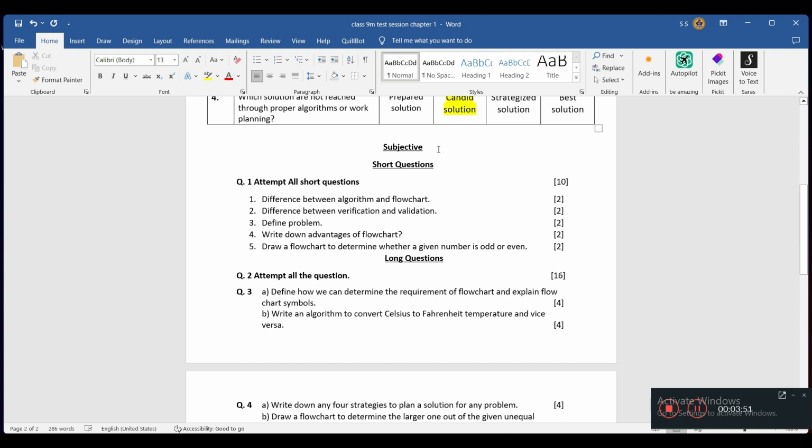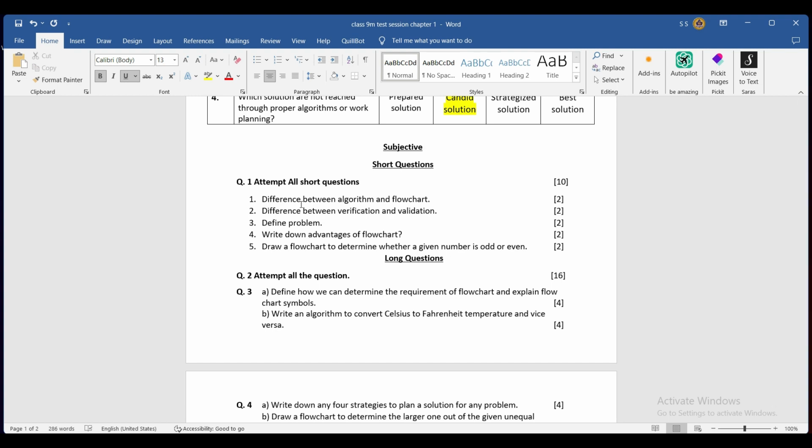Next we have a subjective portion, and in the subjective portion we are going to solve short questions. We have 5 short questions. The first question is the difference between algorithm and flowchart.